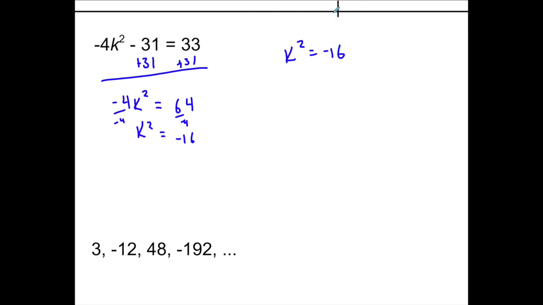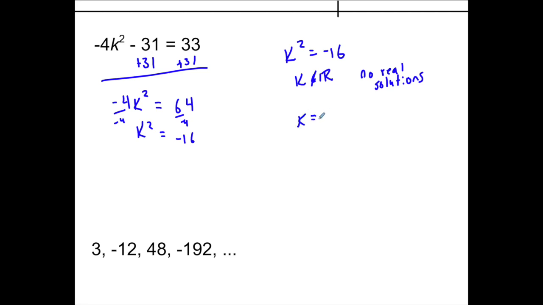What number multiplies by itself to get negative 16? There are no real solutions. K is not a real number. There are no real solutions. So if you write k is not an R, that would be 100% correct. That is true. That means k is not a real number. You could write no real solutions. That's correct.